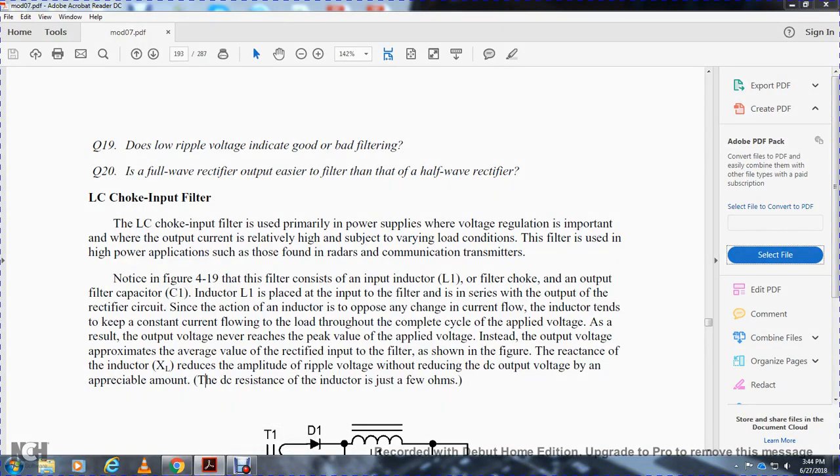Alright, NEETS Module 7, Chapter 4, Part 2. Alright, the LC choke input filter.